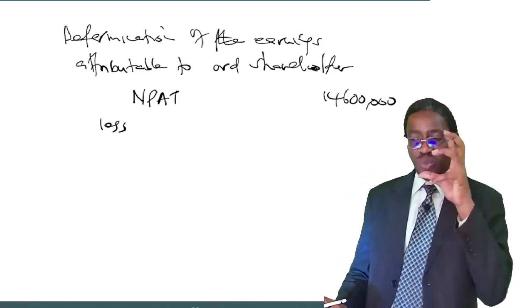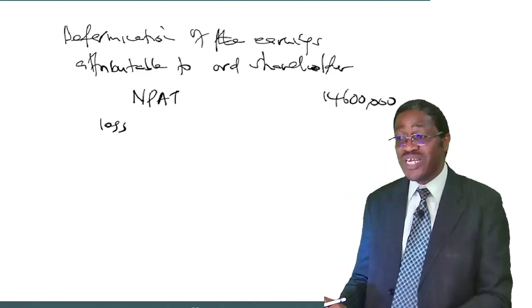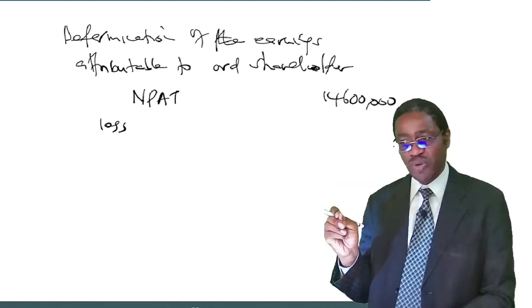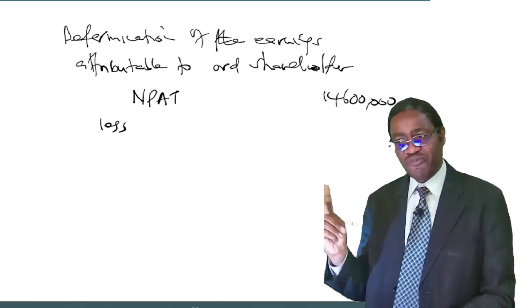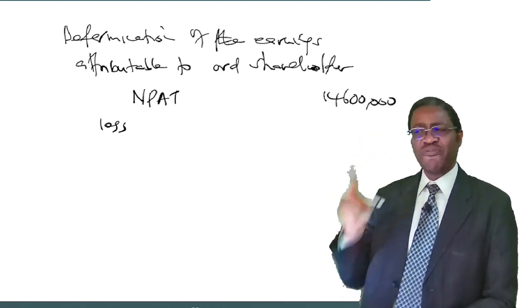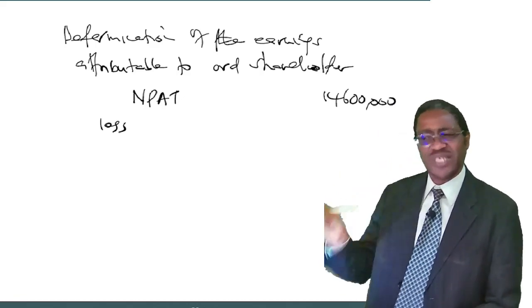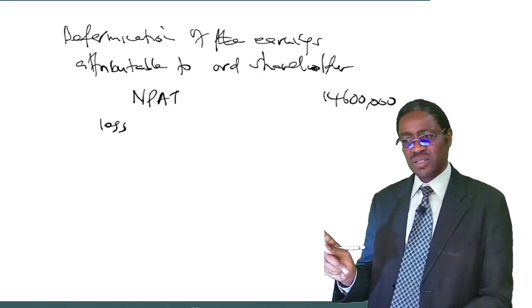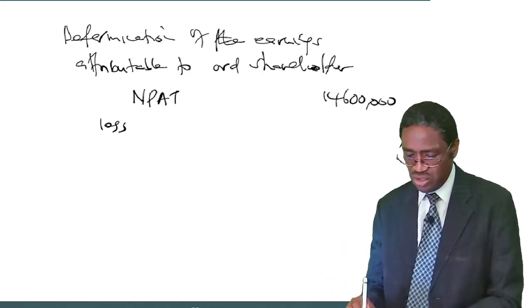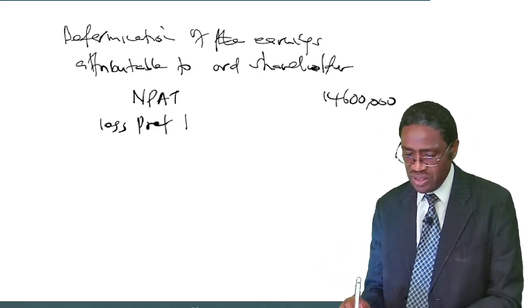Then we now less what is attributable to the preference, because we are computing the basic earnings per share, and so we want the earnings attributable to ordinary shareholders. But this 14.6 is for both preference and ordinary. And you know, preference shareholders normally get a fixed return every year. So what is it that we paid them as dividend? That will be their earnings. So we come and less preference dividends.